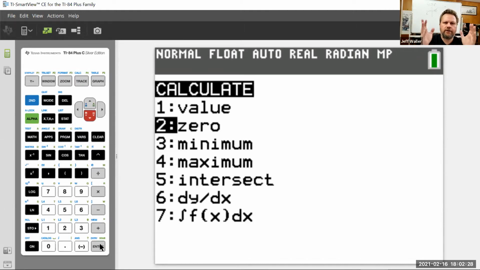What does a zero of a function mean? Does anyone know another name for the zero of a function? The x's? What about the x's? Be more specific. Is it like where the graph meets the x-axis? Means the x-axis, so the x-intercepts. So another name for the zeros of a function is the x-intercepts.